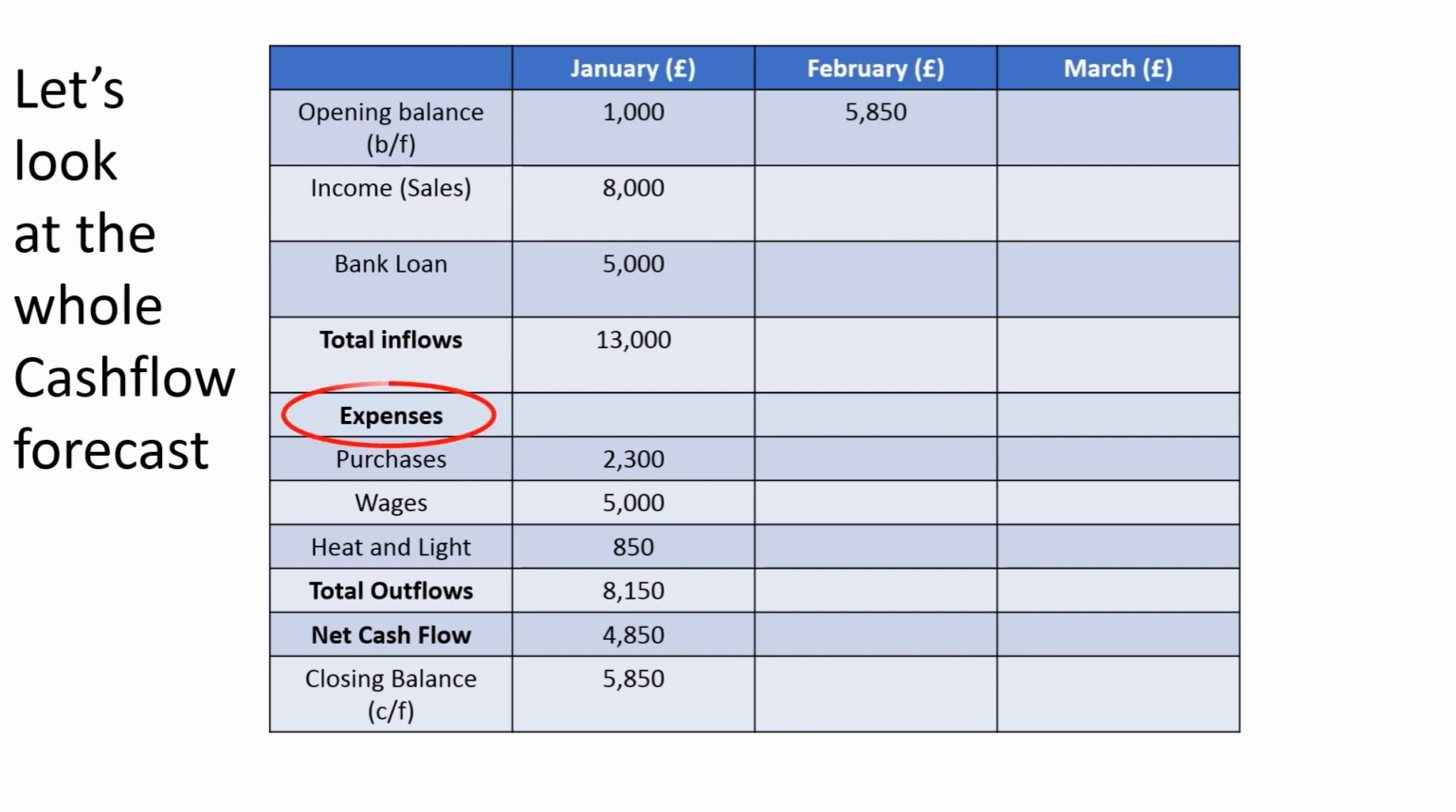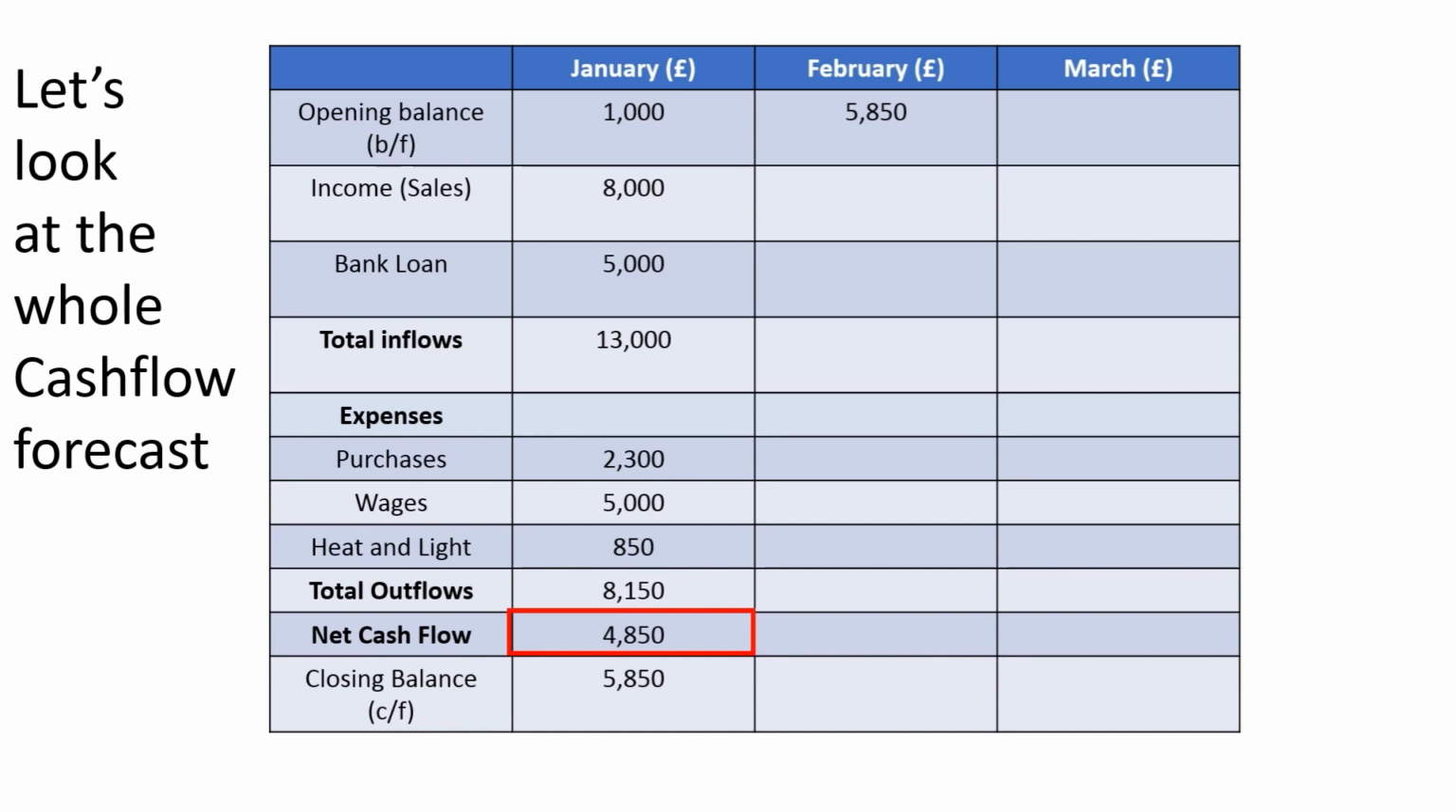We then look at our expenses. We had £2,300 of purchases, £5,000 of wages, £850 of heat and light, and adding those together equals £8,150. We then look at our net cash flow.